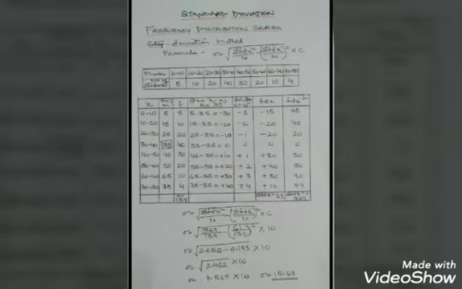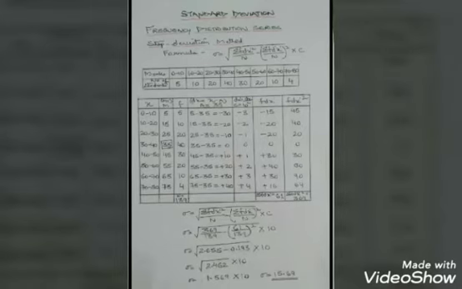Now we'll find out f dx. That means we have to multiply the value of frequency with our dx, from where we have found out the common factor. So 5 into 3 is 15.